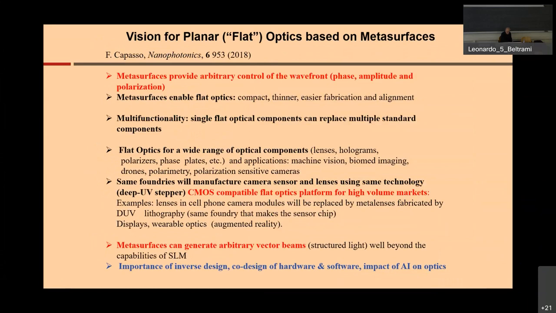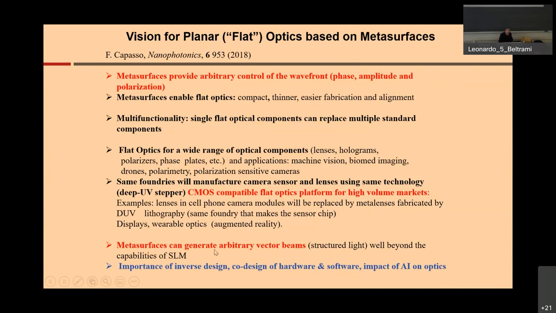Sorry for going over time, but the message is that the technology, I think, is beyond the point of no return because there is significant industrial interest. We have an existence proof that you can make these lenses with the same technology as integrated circuits. So I think the future is CMOS compatible flat optics for high volume markets. There's still going to be a lot of stuff that refractive optics can do, but they will coexist peacefully with meta optics. And in terms of science, there's a lot to do in terms of engineering, you know, new light, new dark, which I think is quite exciting.